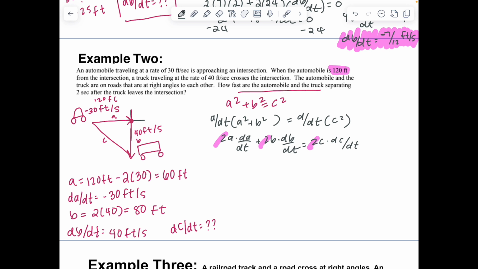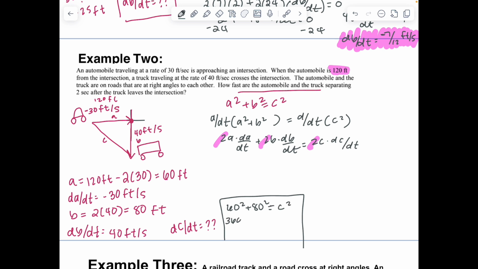Real quick though, I don't know what c is, right? And I need to know what c is. I have enough information to figure out what c is because all I have to use is the Pythagorean theorem. So I'm going to do c down here. To find c, I'll do 120 squared plus 40 squared, and that's going to equal c squared. Oh, sorry, I plugged in the wrong numbers. I'm supposed to be using where they are at the intersection. So 60 squared plus 80 squared equals c squared.